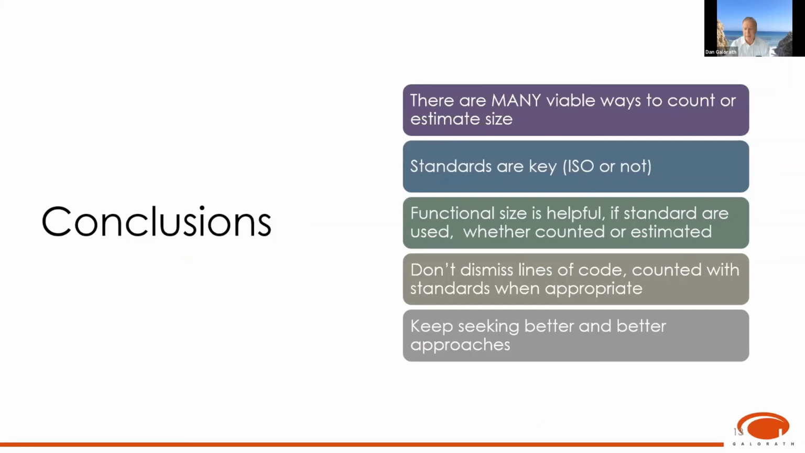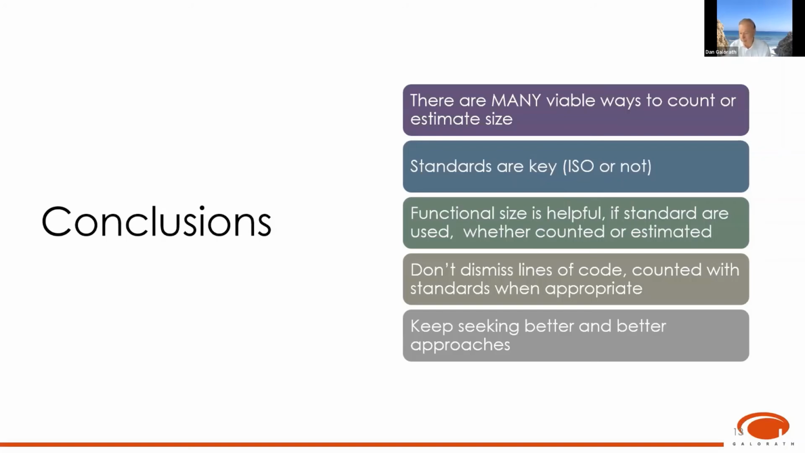There are many viable ways to counter-estimate size. Standards are key. ISO standards are great. No ISO standards, there's standards for lines of code. Functional size is wonderful, whether it's counted or estimated, but I've seen people misuse that as well. I remember going into a program and they had this size that we had estimated or counted, and one of the contractors had a size and it was 2 or 3 times bigger. And we went in there to look at it and determined that they had invented their own functional sizing technique. They called it function points, but it was their company's version of function points.